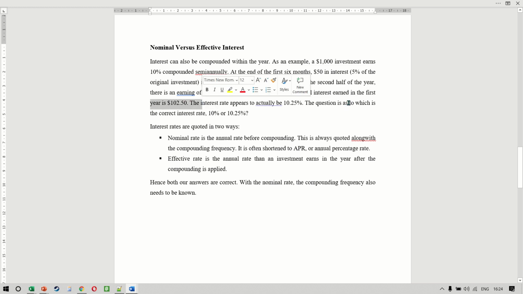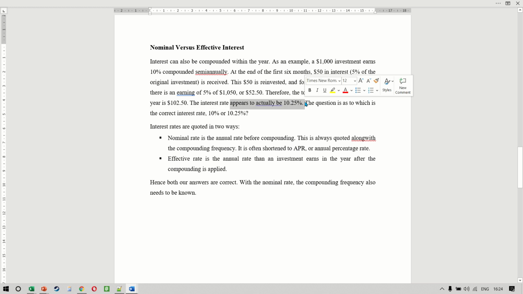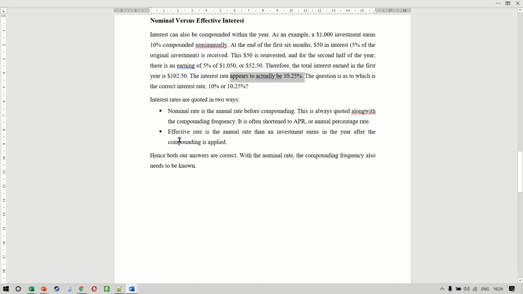Now, this means that the interest rate appears to be 10.25%, not 10%. Now, the question is which one is correct? Is it 10% or 10.25%? This is where you need to understand the difference between a nominal and an effective interest rate. Now, interest rates can be quoted in two different ways. So the nominal rate is the annual rate before compounding, which means that it is quoted along with the compounding frequency. And very commonly, we also refer to this as the APR, which is our annual percentage rate.